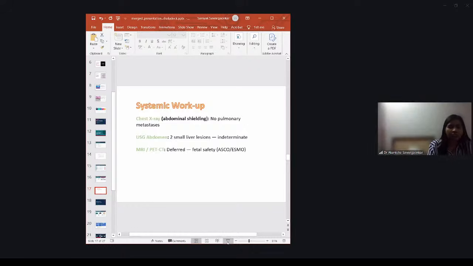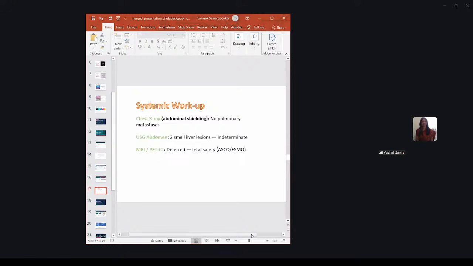Yes, ma'am. She is stage 3. So I would like to do a systemic workup, and she also has an axillary nodal mass. So in the higher stage of breast carcinoma, we would have to do a systemic workup. So, Aman ma'am, I wanted your opinion on this.